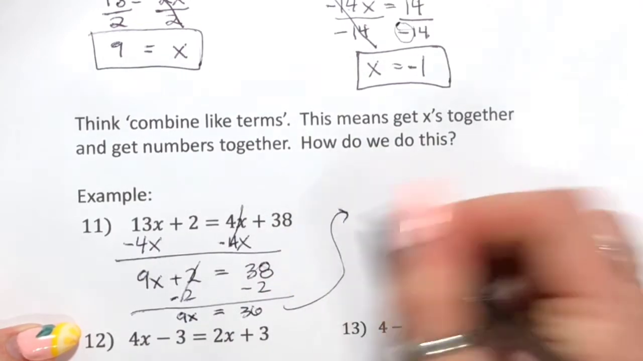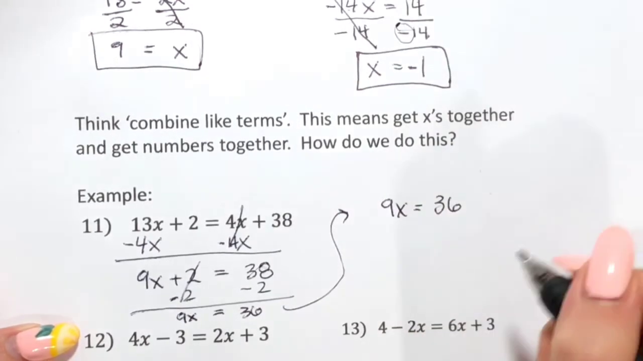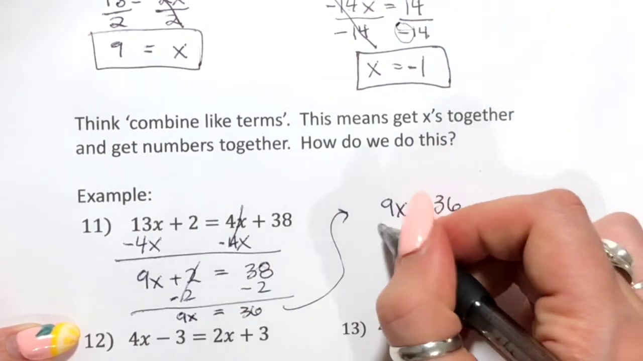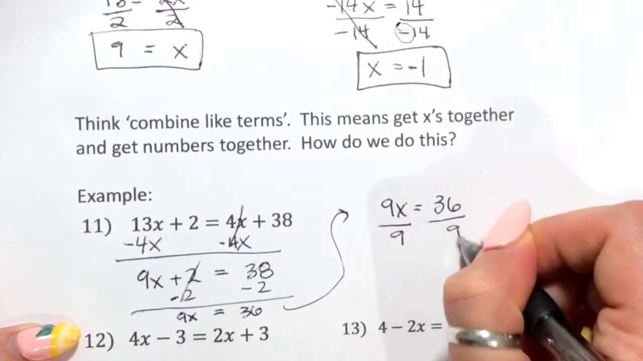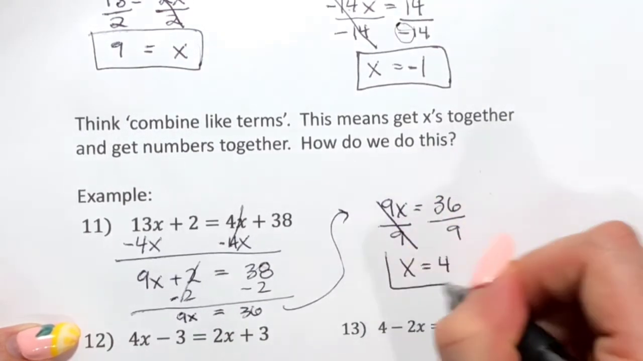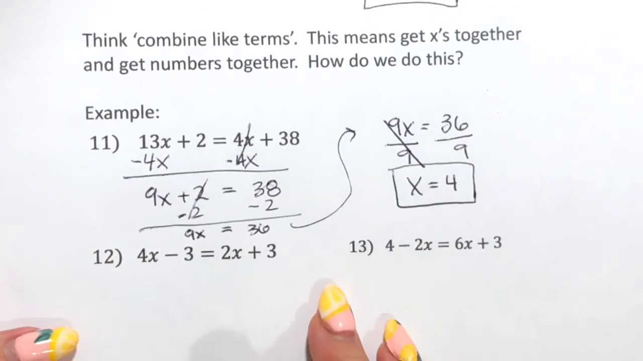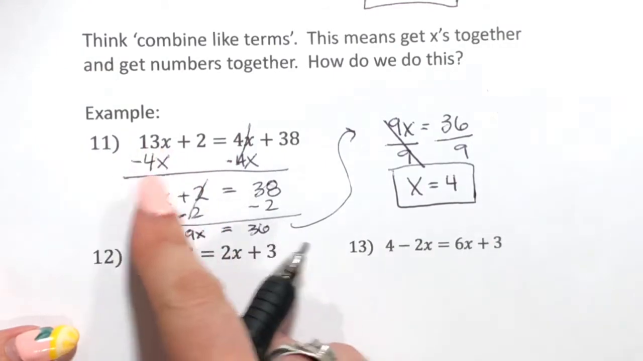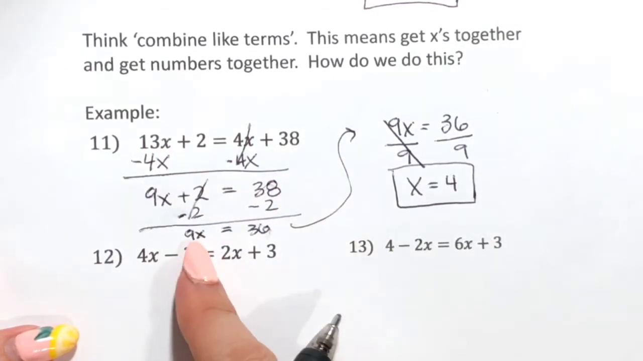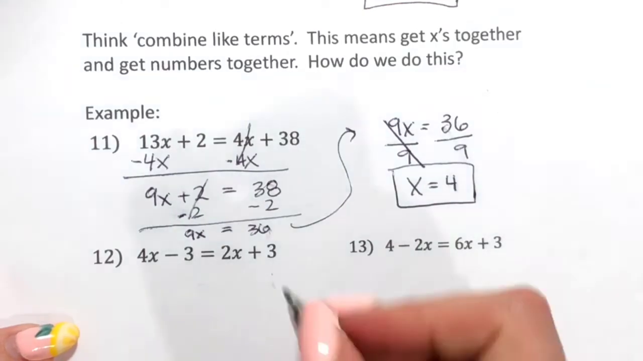Let me come over here. So we have 9x is equal to 36. And then now we can get rid of that 9 by dividing by 9. And we get x is equal to 4. Okay. So we just kind of have that first little step of getting your x's together and your numbers together, and then once you get to that point, you're just solving for x like we were practicing before.